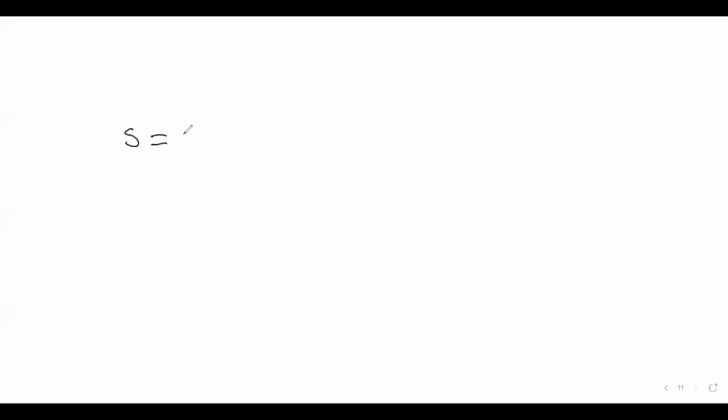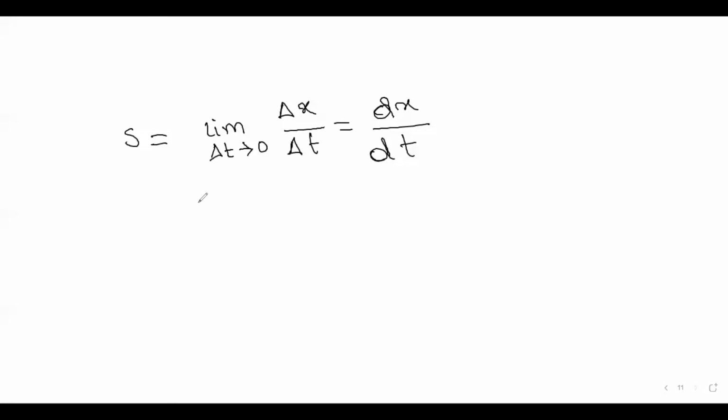S is equal to the limit as delta t tends to 0 of delta x by delta t, which is equal to dx by dt. Okay, so this is actually instantaneous speed. This means that when delta t, that is the time interval or change in time, tends to 0, then the speed at that time is known as instantaneous speed.